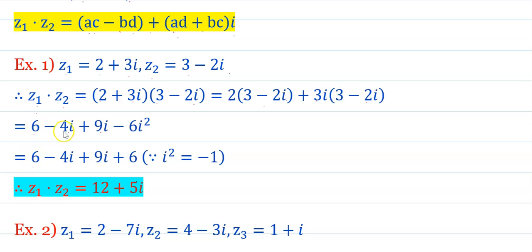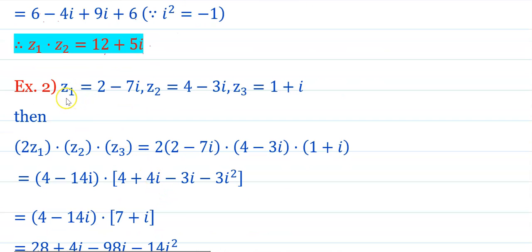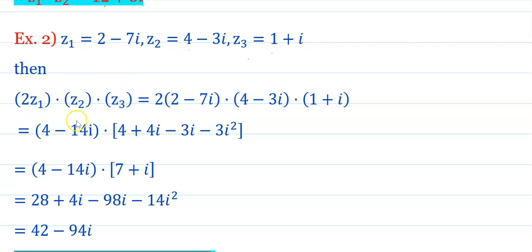Okay, here is 6 minus 4i plus 9i. Here you will get 5i. Sorry, here 6 plus 6 you are getting 12, minus 4i plus 9i you are getting 5i. In this way, we can perform the multiplication of two complex numbers. Next example, Z1 is equal to 2 minus 7i, Z2 is equal to 4 minus 3i, Z3 is equal to 1 plus i. Then, what is that multiplication?